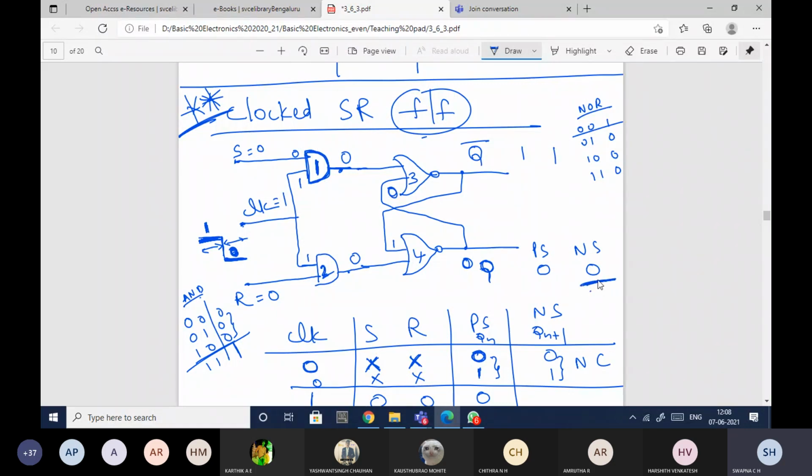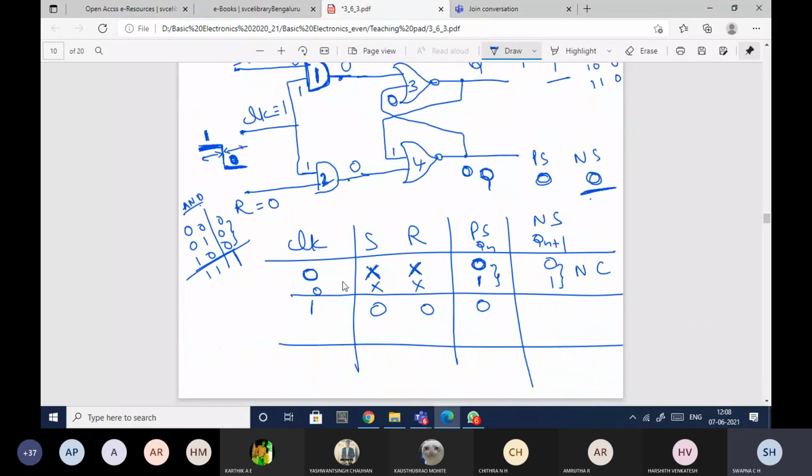If you observe, the Q and Q bar are complement of each other, and if the present state is 0, the next state is also 0. So when clock is equal to 1, S value is equal to 0 and R value is equal to 0, if the present state is 0, the next state is also 0. Hope this is clear to you.